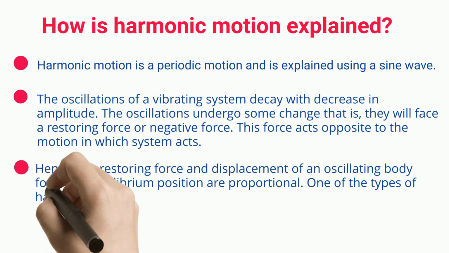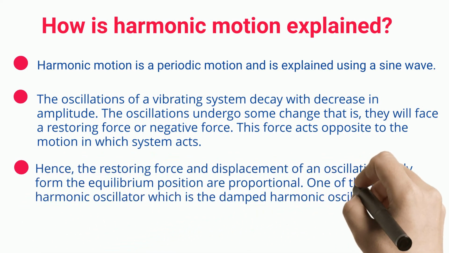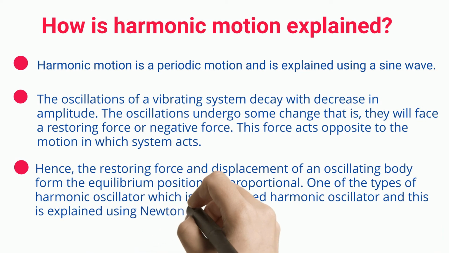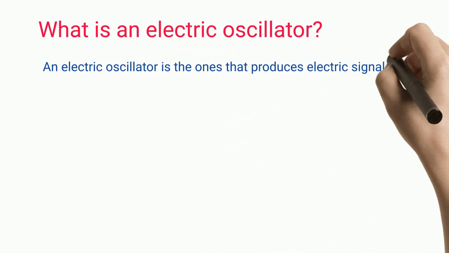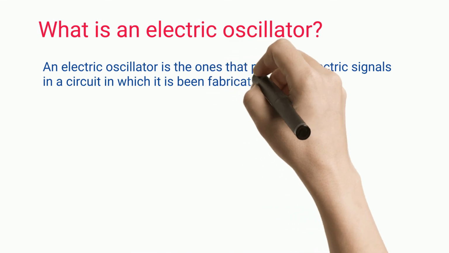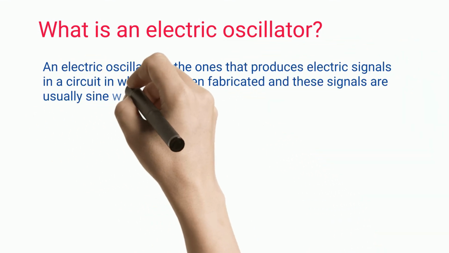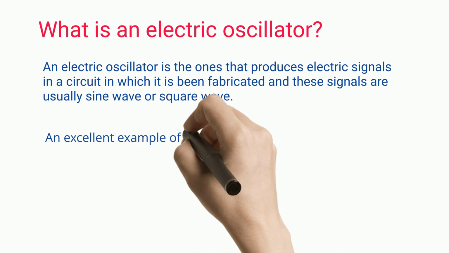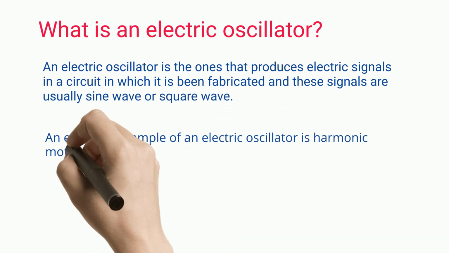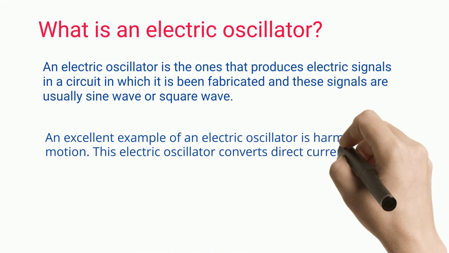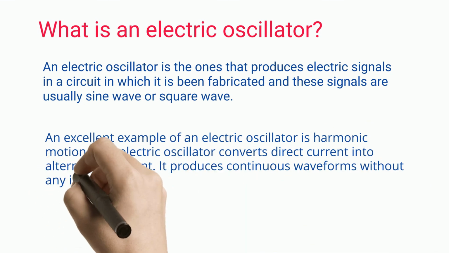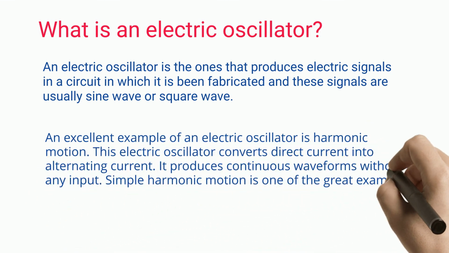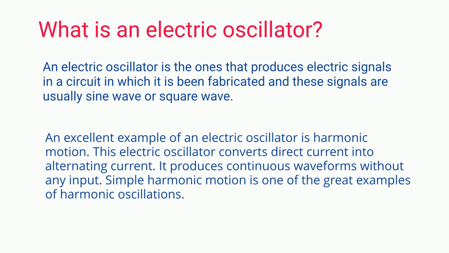One of the types of harmonic oscillator is the damped harmonic oscillator, and this is explained using Newton's second law. What is an electric oscillator? An electric oscillator is one that produces electric signals in a circuit in which it has been fabricated, and these signals are usually sine wave or square wave. An excellent example of an electric oscillator is harmonic motion. This electric oscillator converts direct current into alternating current. It produces continuous waveforms without any input. Simple harmonic motion is one of the great examples of harmonic oscillations.